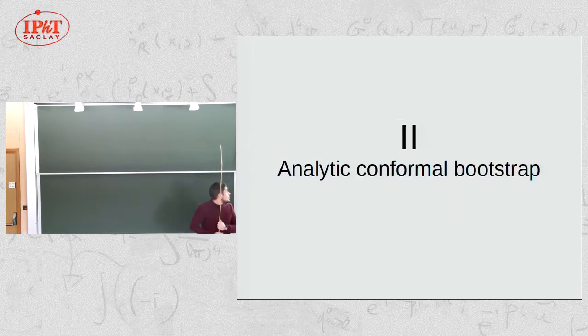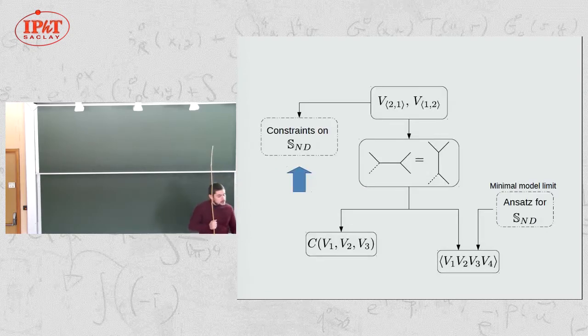So, well, and I should have said the method of studying the degenerate crossing symmetry constraints is called the analytic conformal bootstrap, and it is what I'm about to do now. So, first point, constraints on the non-diagonal spectrum.